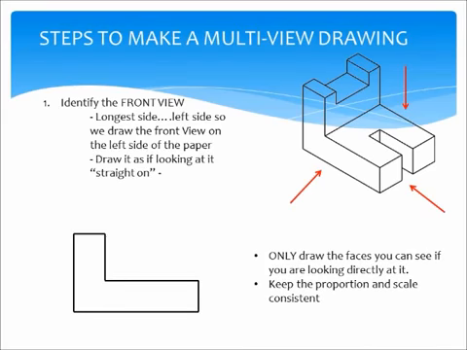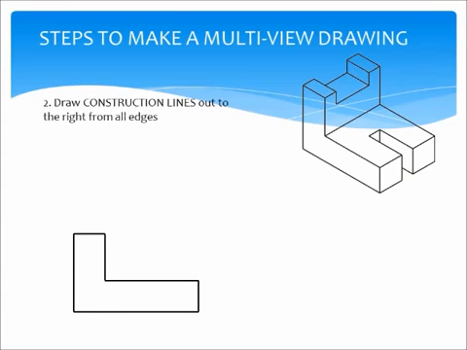Okay, only draw faces you see, and keep the proportion and scale consistent. All right, next, what we're going to do once we have our front view drawn is we're going to put in what are called construction lines. Construction lines come off of the edges of the front view. So you'll notice that I draw my first construction line off the top edge.